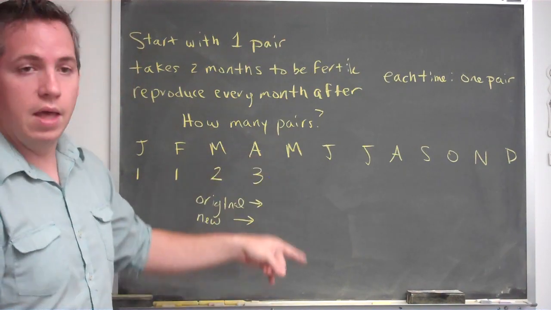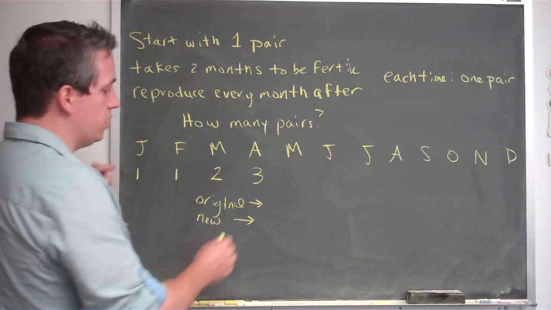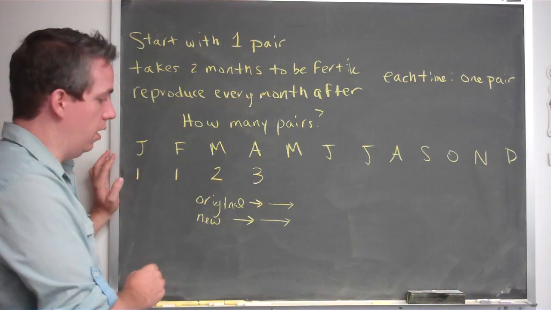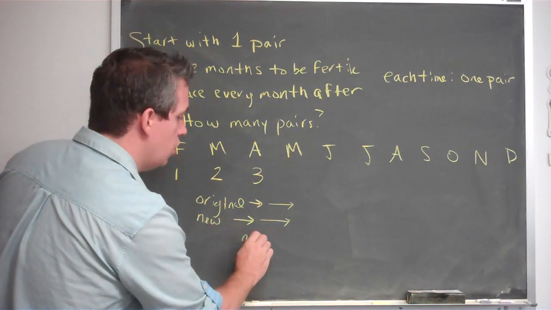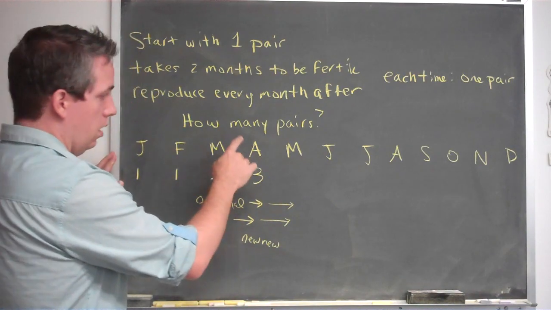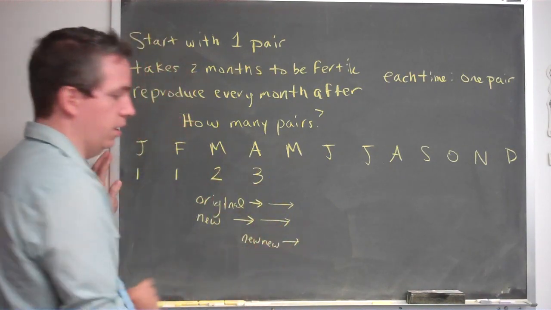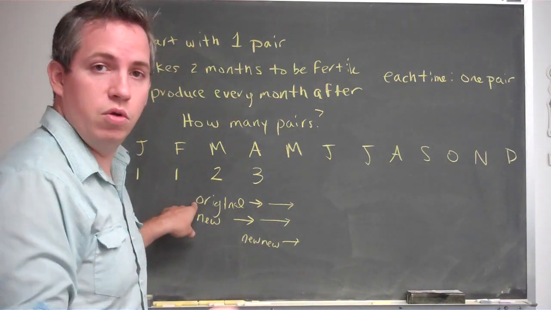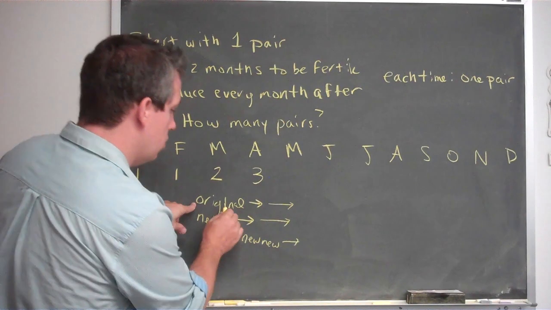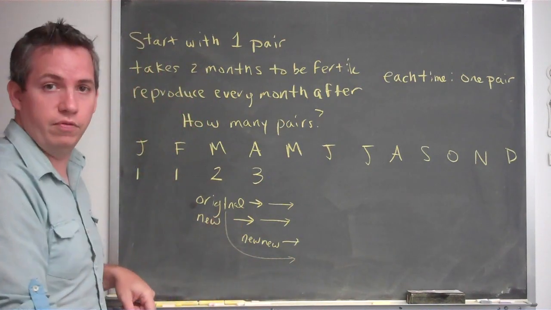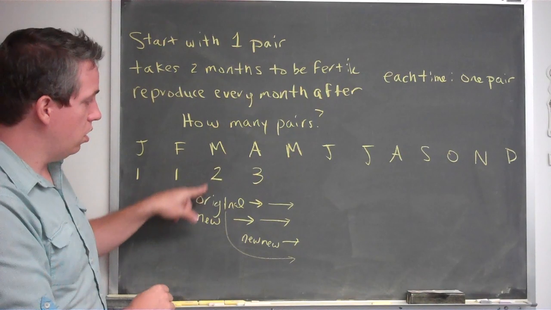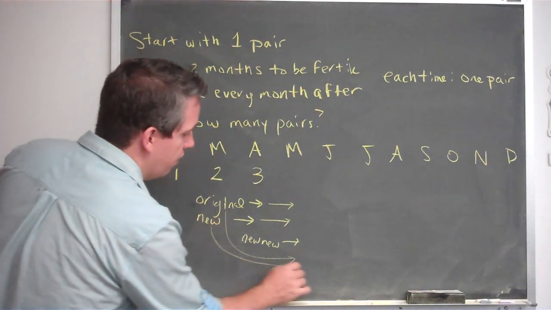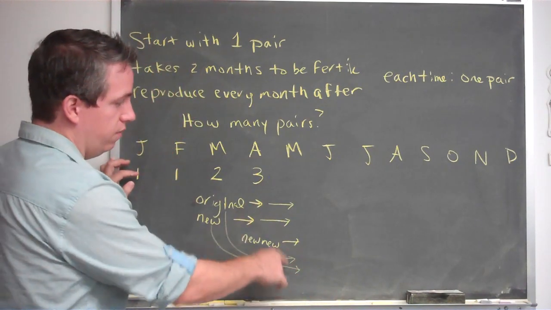What about May? By the time we get to May, we have the original pair, so they're still going over to May. We have the new pair, they're still going over to May. We have the new pair which shows up in April, so they're going to go over to May. So there we have three pairs. But we have some new baby rabbits as well. Remember, the original pair is going to reproduce, so there's going to be another pair. And then the new pair that showed up in March is also going to have a pair of baby rabbits. And so all together we have five.